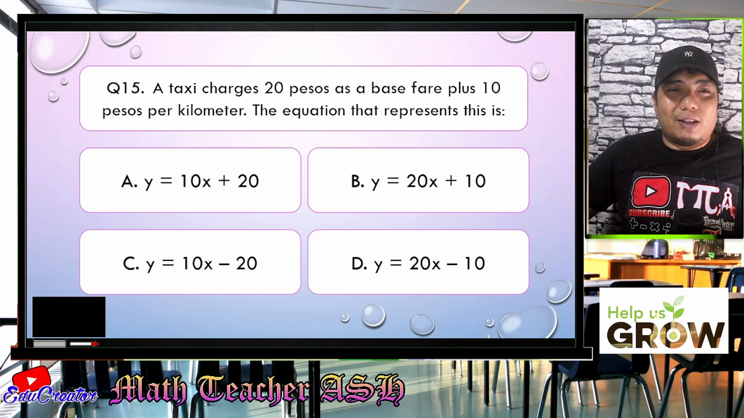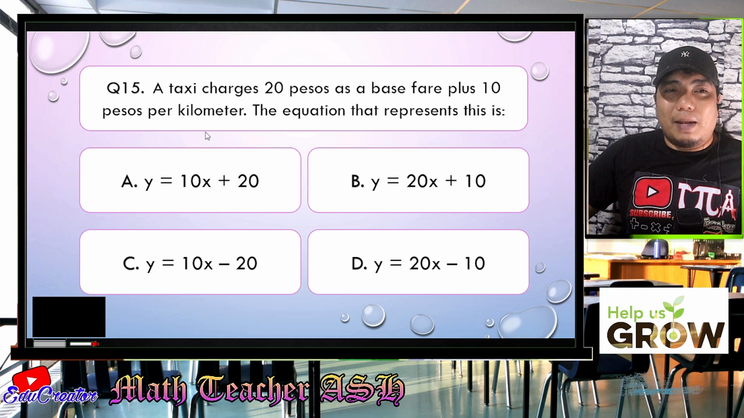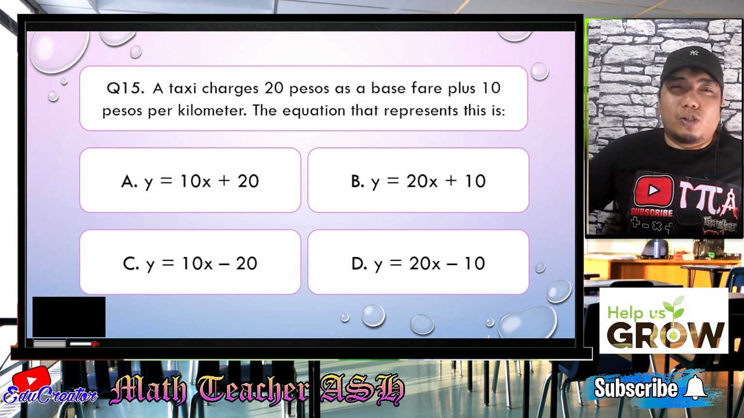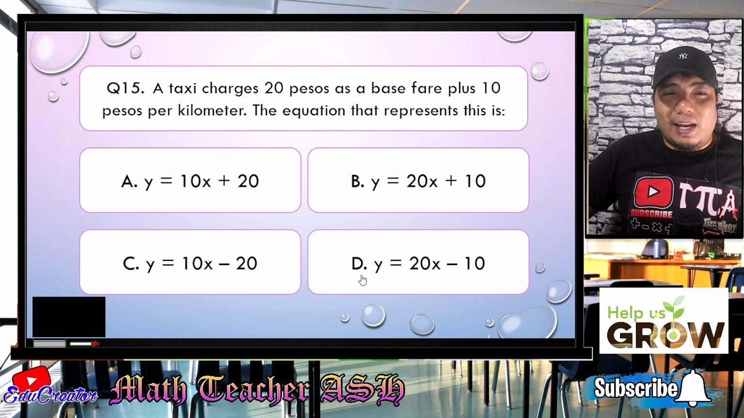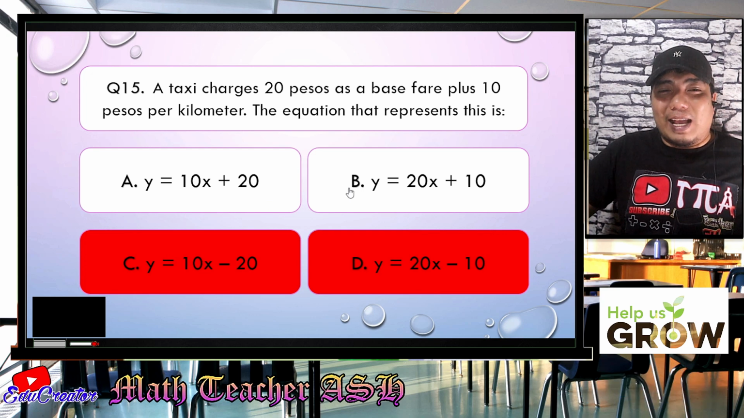Alright, my dear math learners, now as you can see here, we have the word plus 10 pesos per kilometer, and we have the base rate of 20. So, this is just like the example earlier about the worker that I have shared to you. So, of course, letter C and letter D is already wrong because they are using a minus. Right. Now, where is the correct answer for these two?